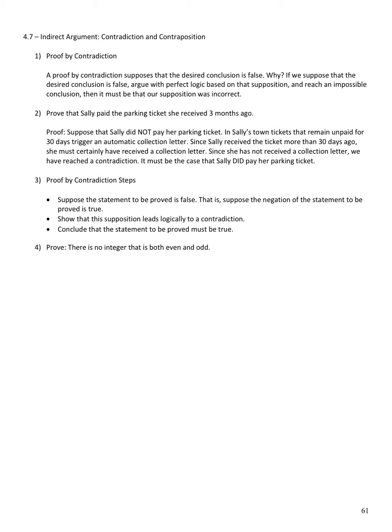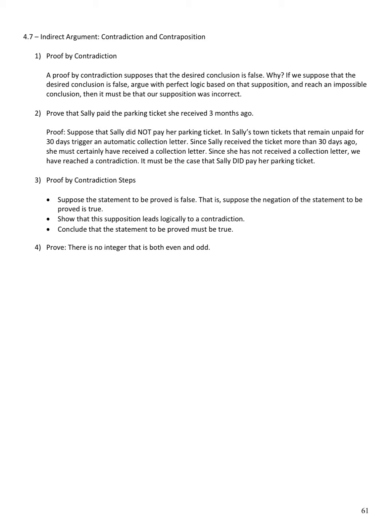For example, if we want to prove that Sally paid the parking ticket she received 3 months ago, we would say, suppose that Sally did not pay her parking ticket. What would that mean? We'll play it out. In Sally's town, tickets that remain unpaid for 30 days trigger an automatic collection letter. Since Sally received the ticket more than 30 days ago, she must certainly have received a collection letter. Since she has not received a collection letter, we have reached a contradiction. It must be the case that Sally did pay her parking ticket.